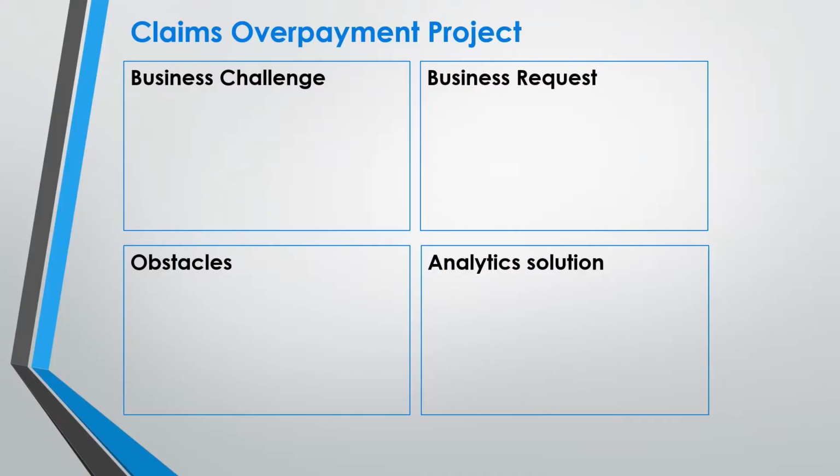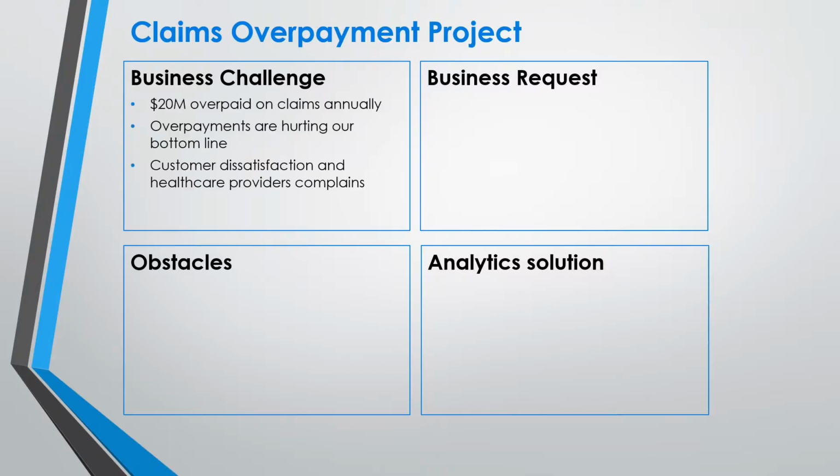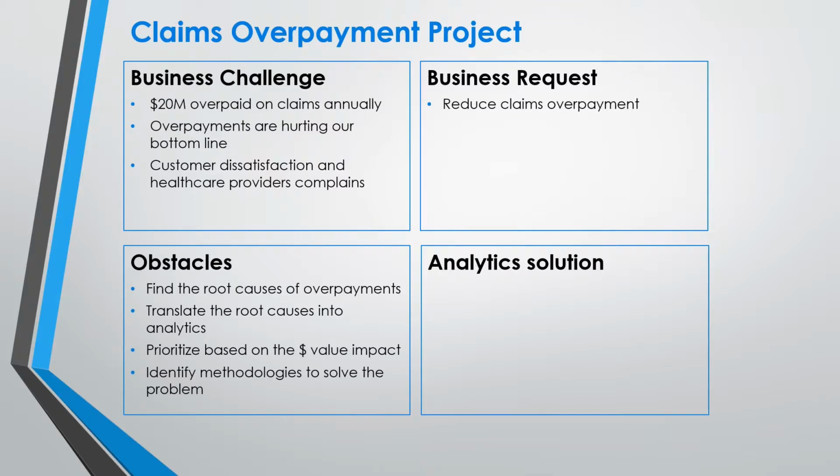Here I use this 4 quads paradigm to help with my thought process. First we have the business challenge quad, where we define the problem. For our example, we have $20 million in overpayments annually, and it's causing various issues. Then comes the business request. Simple, the company wants to reduce overpayments. Next, what are the obstacles in solving this problem? Like how to find the root causes, how to translate each into analytics and prioritize and so on. And last, let's hold off on the analytics solution part and we will fill it in later.